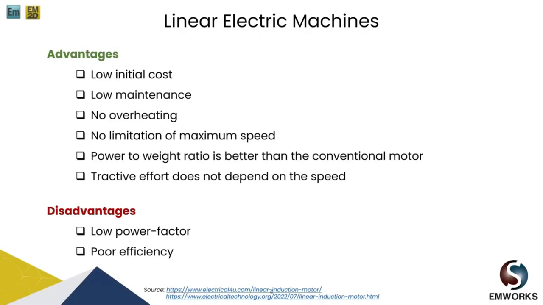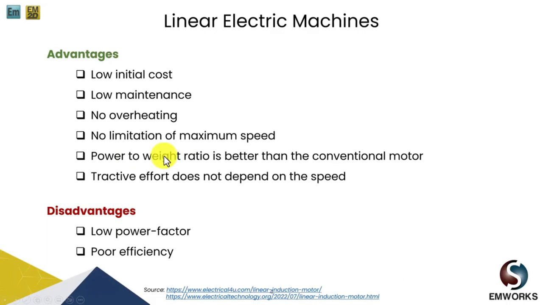Now let's look at its advantages and disadvantages. The first is that linear electric machines have low initial cost and low maintenance. Unlike brushed motors, there is no contact between the moving parts in a direct drive system. Therefore, there is no mechanical wear, resulting in excellent reliability and a long lifetime. Fewer mechanical parts minimize maintenance and reduce the system cost. Next, we have no overheating and no limitations of maximum speed. Power to weight ratio is better than the conventional motor.